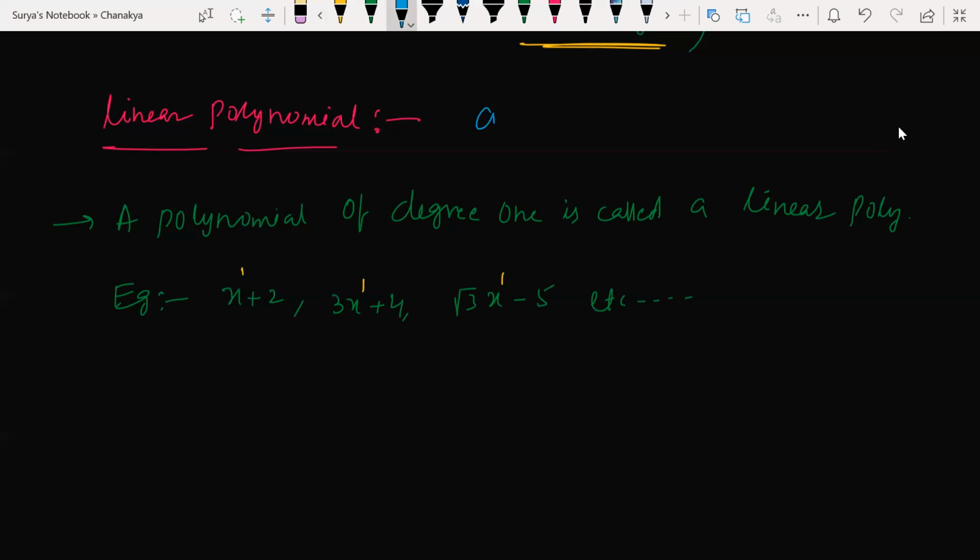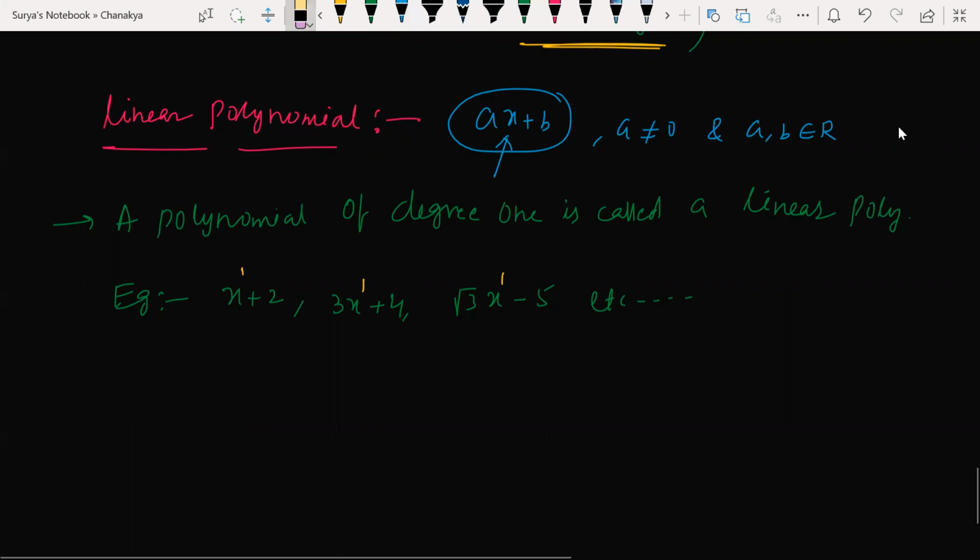Getting my point? What is the standard form? Any polynomial which is in the form of ax plus b is a linear polynomial, where a shouldn't be equal to 0, and a, b are real numbers. This is the condition. Any polynomial in the form of ax plus b is a linear polynomial, and a shouldn't be equal to 0 and a, b belong to real numbers.